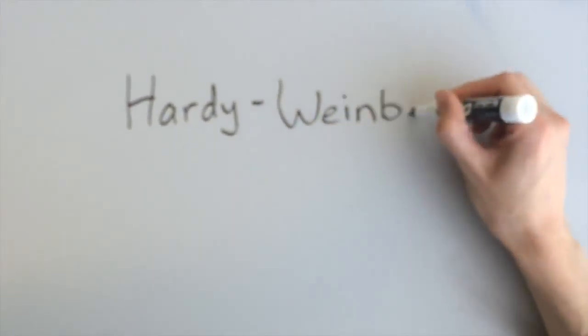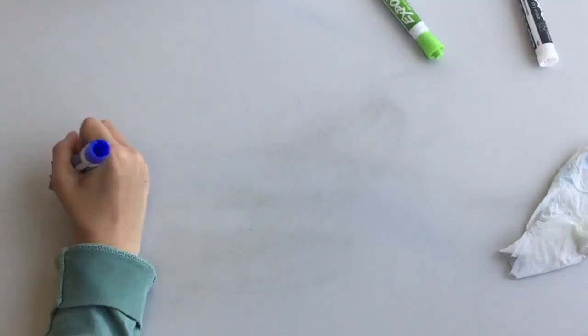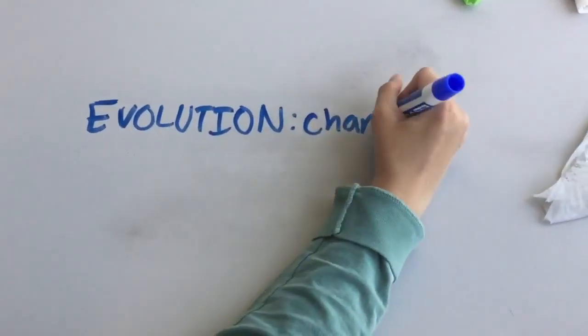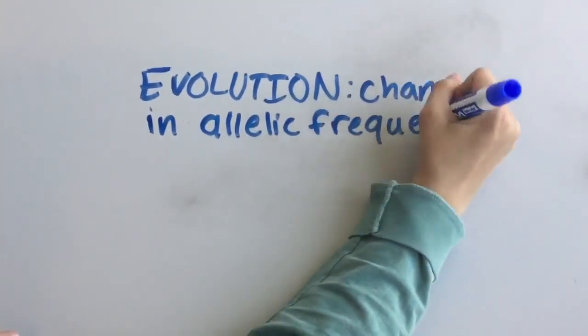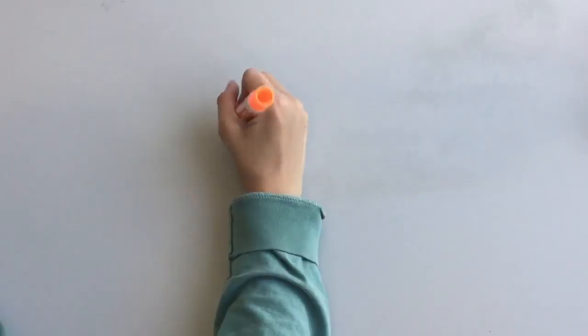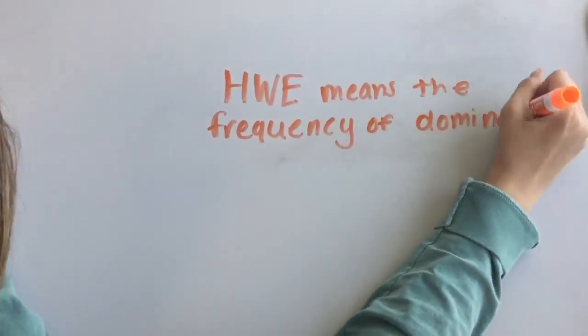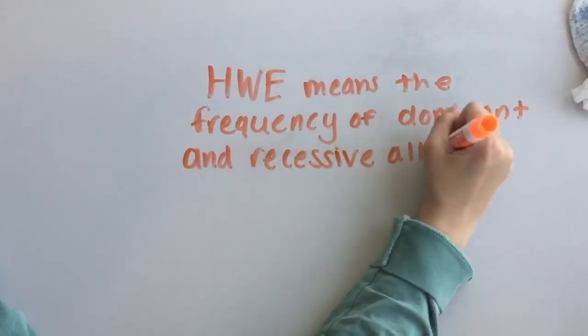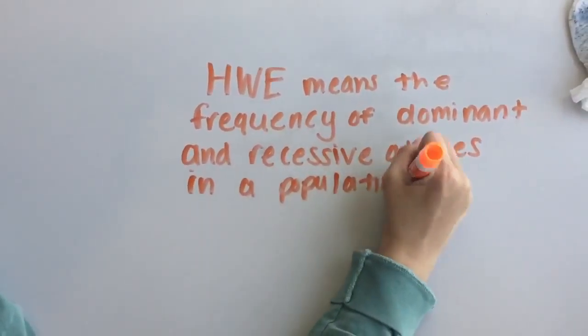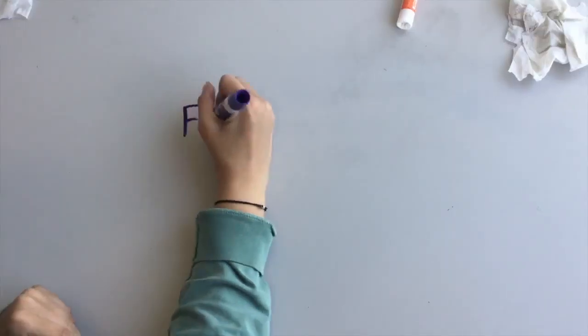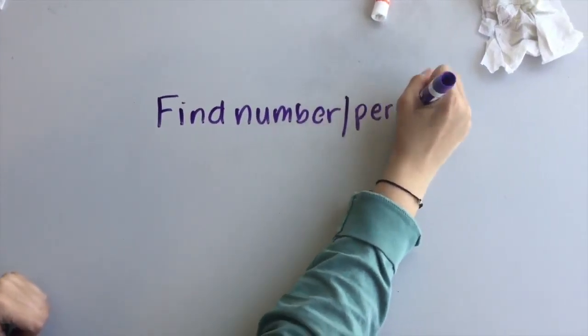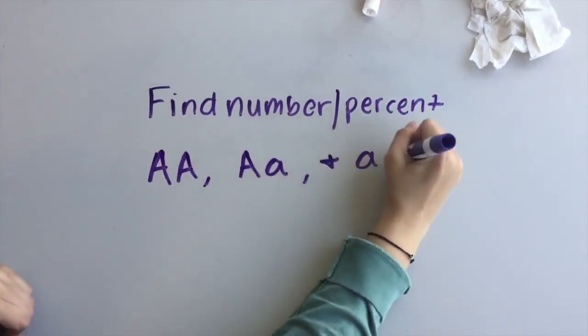Evolution is the change in allelic frequencies in a population over time. When a population is at Hardy-Weinberg equilibrium, the frequency of the recessive and dominant alleles does not significantly change from generation to generation. The Hardy-Weinberg equation can be used to determine the expected frequencies of the recessive and dominant alleles in a population, as well as the approximate number of individuals that are homozygous dominant, heterozygous, and homozygous recessive in a population.